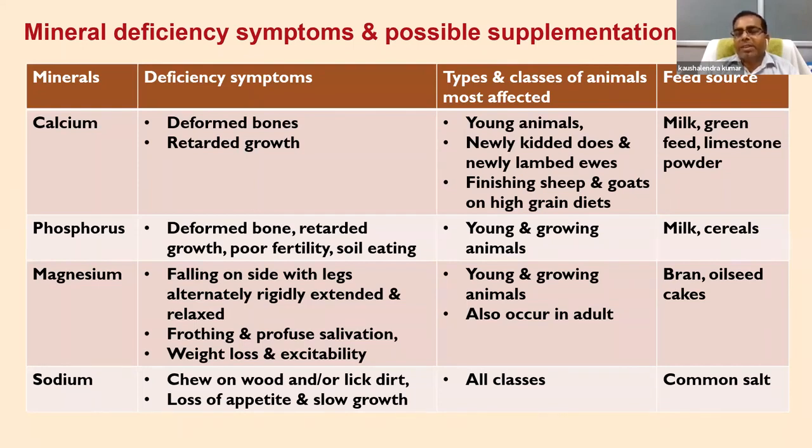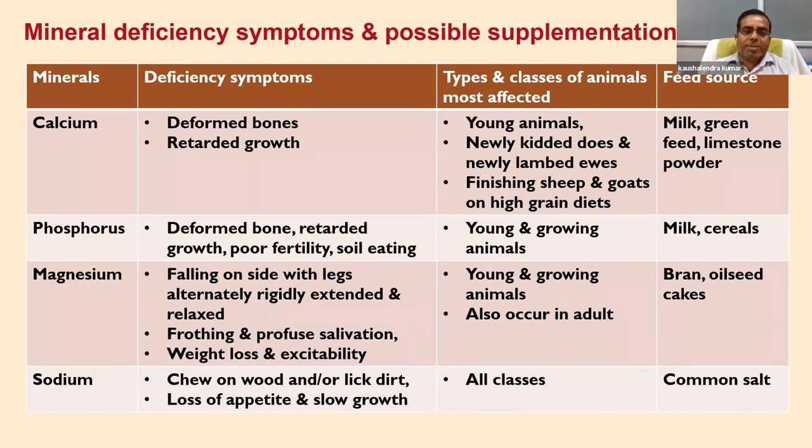And types and classes of the animal which are most affected, that means which age group of animals will be more affected. So young animals will be more affected. Newly kidded females, does and ewes both are affected. Finishing sheep and goats which are reared on a high grain diet will be affected. So these conditions and age groups of the animal will be more affected by calcium deficiency. And the major sources of calcium are milk, green feed, grains, and limestone powder.